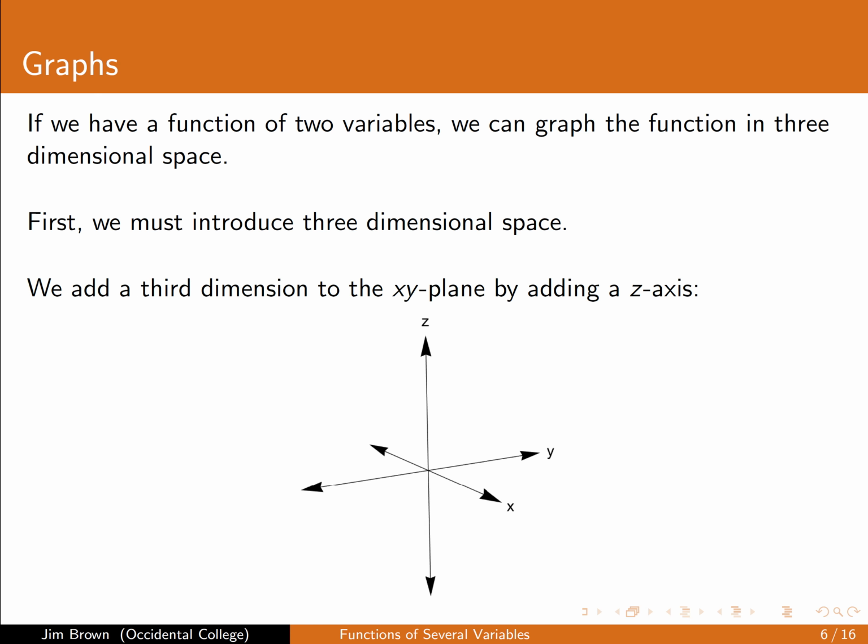So here you can see the xy plane. This is our x-axis with x in the positive direction, and this is our y-axis with y going in the positive direction here. And then we introduce a new axis that goes in 3 dimensions. So this is the z-axis. So now we have 3 axes here, and this is a 3-dimensional space.